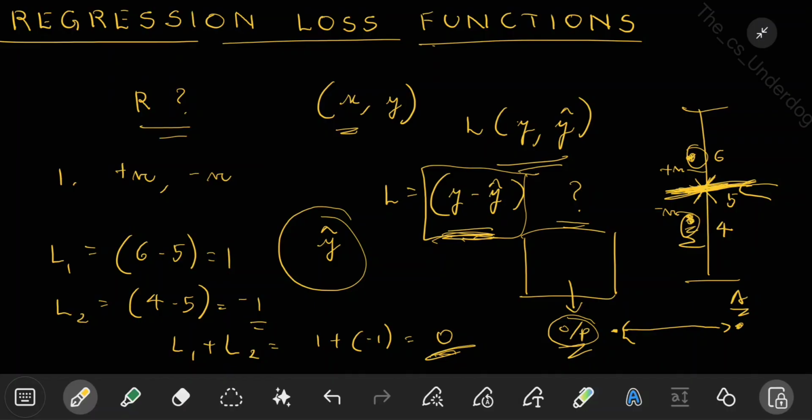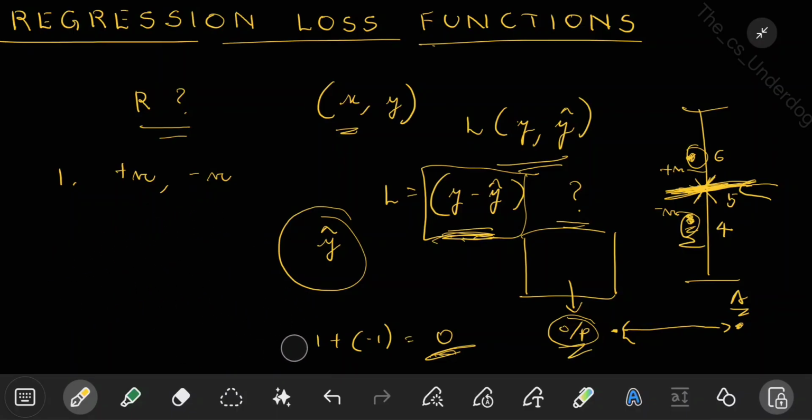What should be the actual way to handle this? You should handle it in such a way that positive and negative errors do not cancel out. So this is one reason why you can't simply have y minus y cap and you should have a logical loss function. Second thing is, loss must always be non-negative. And one more thing, ideally it should be differentiable. This is an important point. The reason it should be differentiable is that you should be able to find the gradient, and that gradient is what you use in optimization algorithms in order to update the weights of the model.